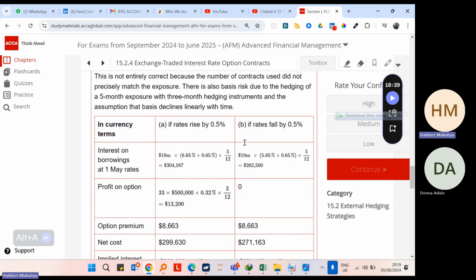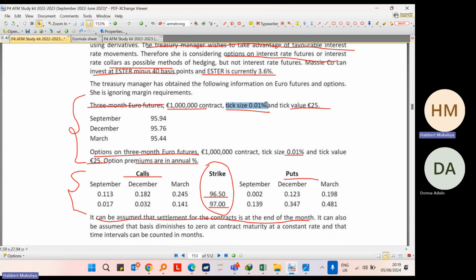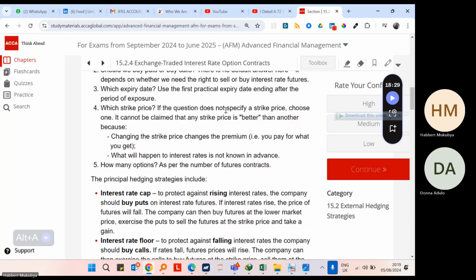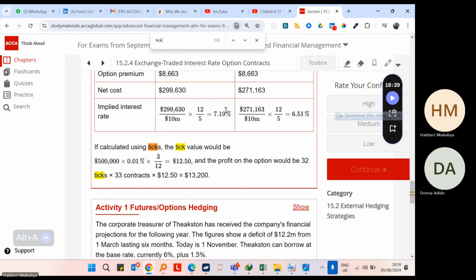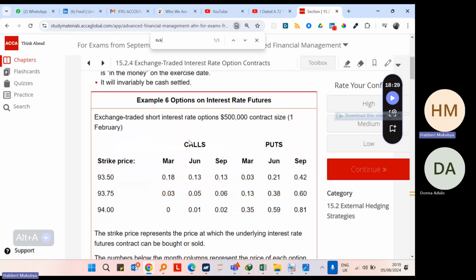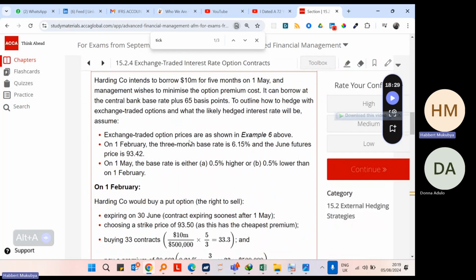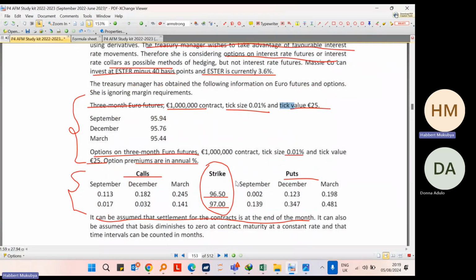So for example, here in this question, we saw things like tick size and tick value. So here they will be explained very well. Okay, let's see if they have explained the ticks. Okay, at least they are using them in this example. Maybe they have been explained in the previous section that I've skipped, but at least they are using them here, so you know how to use them.